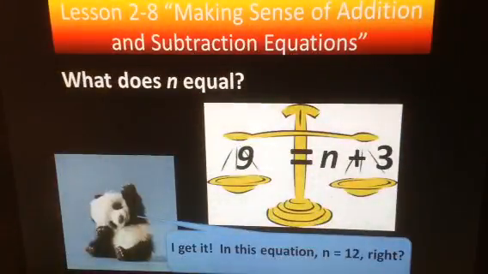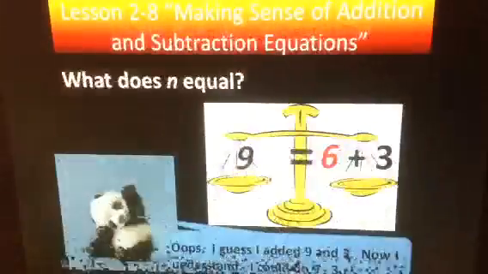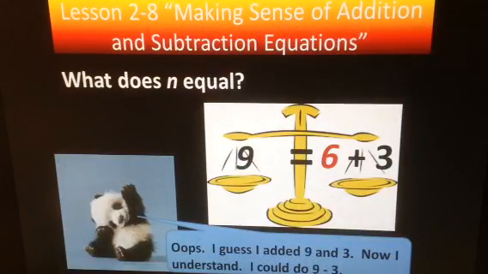Here's a cute little panda seeing if he understands. He says, I get it. In this equation, N equals 12, right? Some kids thought he was right at first, but we figured it out pretty quickly. He's not right. In this equation, N equals 6, because 9 equals 6 plus 3. Oops, says the panda. Oops, I guess I added 9 and 3. Now I understand, I could do 9 minus 3 to find the answer.